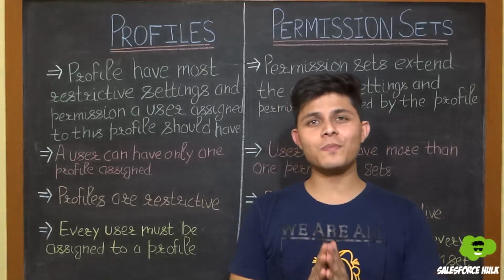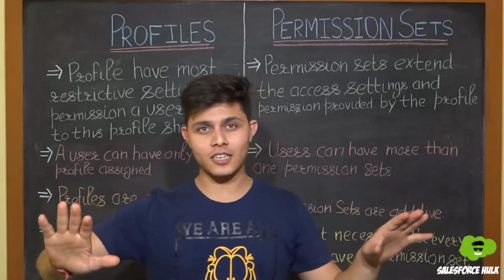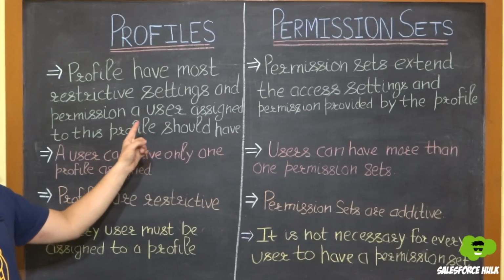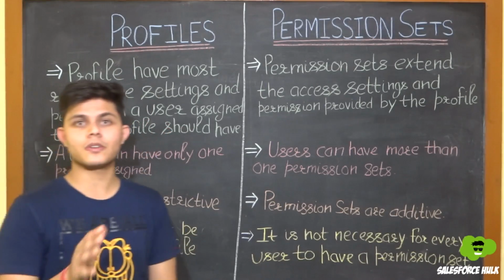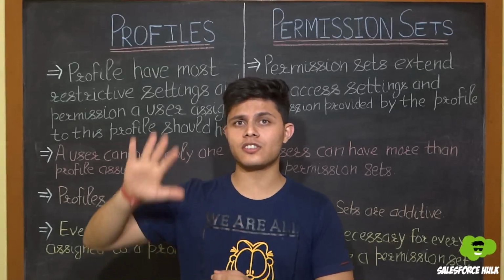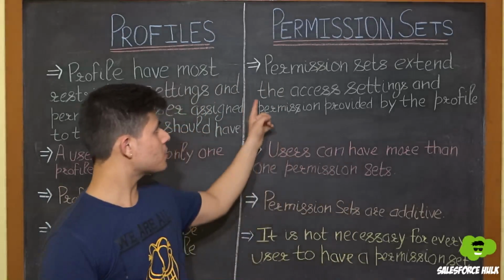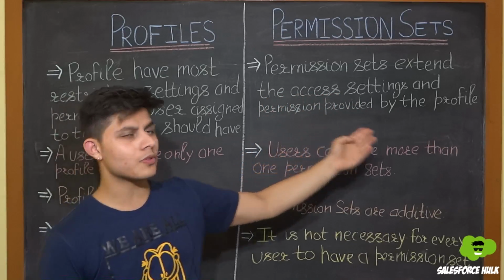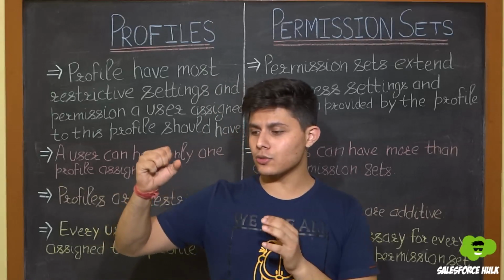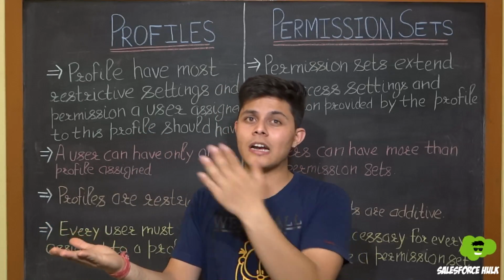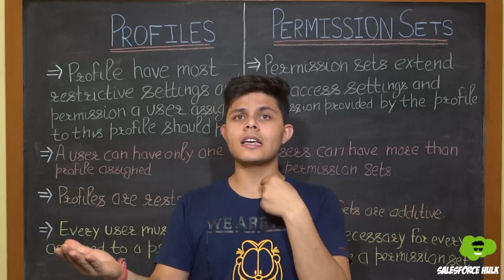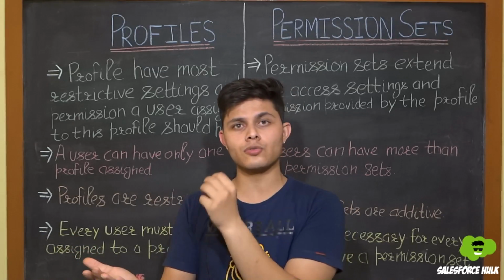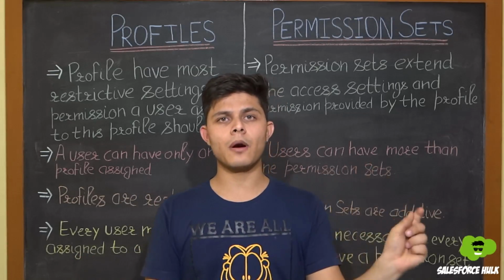Now let's see the most important difference between profiles and permission sets. So let's see the first difference. Profiles have most restrictive settings and permissions a user assigned to this profile should have. Obviously, in profiles, you should assign the most restrictive settings. Whereas in permission sets, you extend the access settings and permissions provided by the profile. But if you want to assign any extra access or grant additional permissions to the user on that profile, you'll create a permission set.